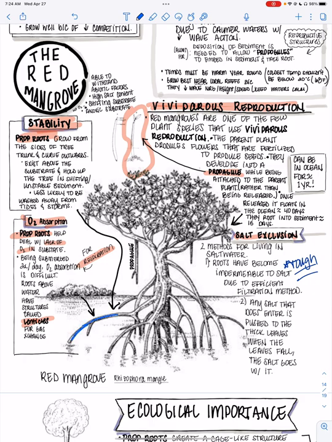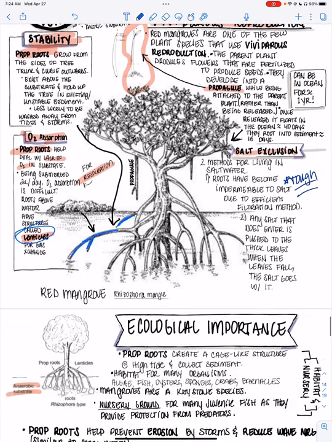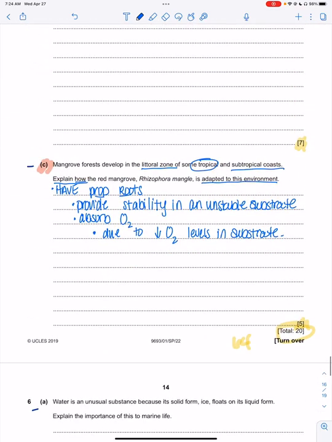These right here. I don't know why you wouldn't get another mark for using vocab, so I would throw it in there, the lenticels. The salt exclusion. This isn't part of the mark, but I would say due to salinity changes twice a day. It's not a part of the marking, but I just like to add a little bit there.